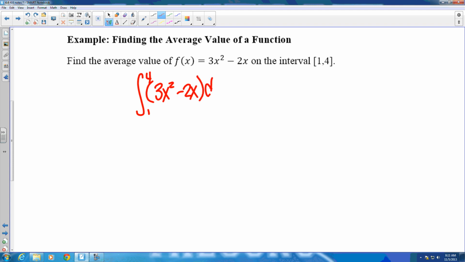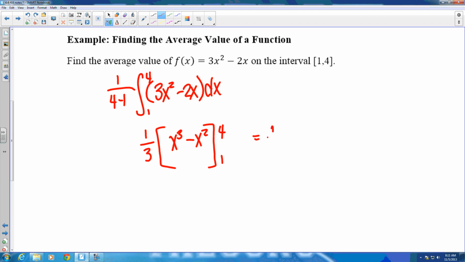Taking the integral of our function, we have to remember out front to do 1 over 4 minus 1. Okay, so it's going to be 1/3 times the integral of x cubed minus x squared, evaluated from 1 to 4, which is 1/3 times 48 once you evaluate the integral, which is 16. So it's really important not to forget to multiply by the average value out front. That'd be a silly thing to get wrong if you've done everything else correctly thus far.